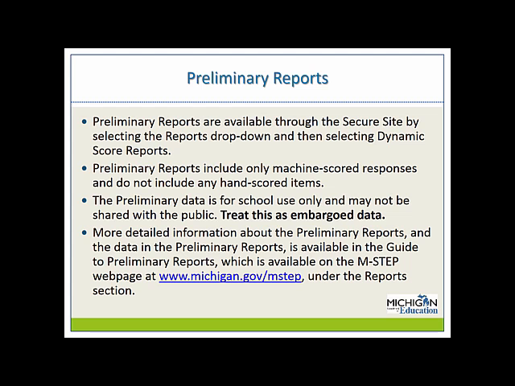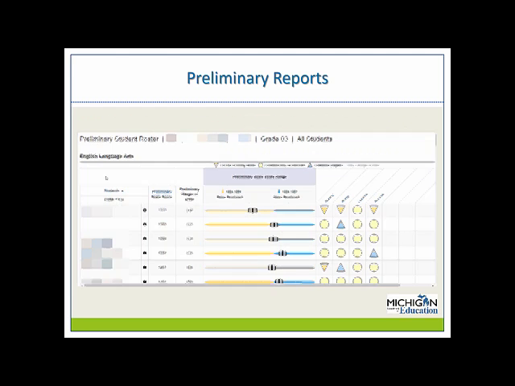More detailed information about the preliminary reports and the data in the preliminary reports is available in the Guide to Preliminary Reports, available on the MSTEP webpage at www.michigan.gov/mstep under the Reports section. This is an example of the preliminary report. The preliminary scale score is plotted as below or above benchmark. Proficiency designations, that is, not proficient, partially proficient, proficient, and advanced, are not available until the final score reports.